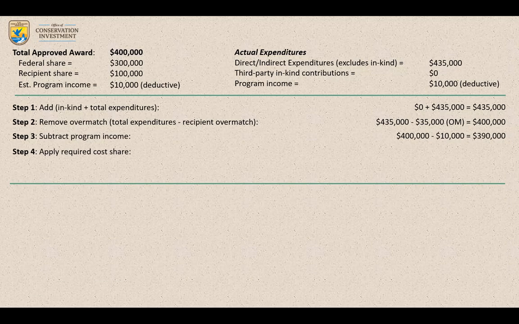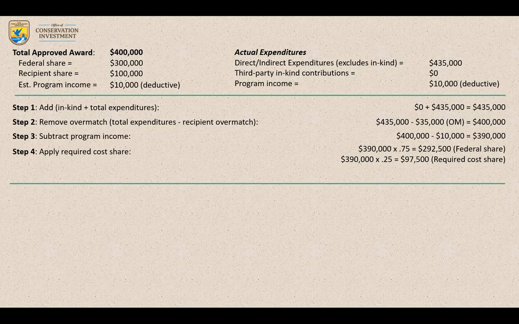In Step 4, the recipient calculates the federal share of expenditures by multiplying the adjusted outlays by the award federal and cost share percentages. The federal share of the award is 75% and the recipient has a mandatory 25% cost sharing requirement. To determine the federal share of expenditures, the recipient multiplies the adjusted outlays from Step 3 by 0.75. The resulting federal share of expenditures is $292,500.